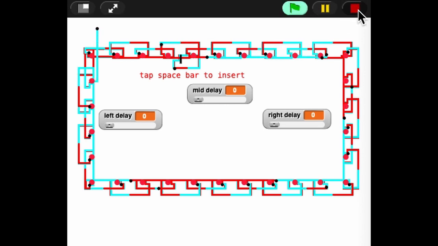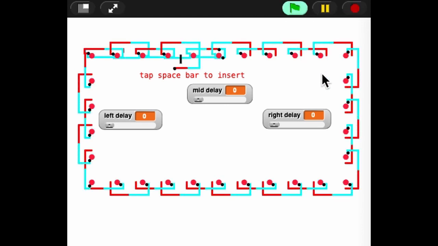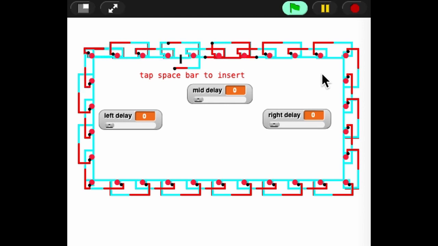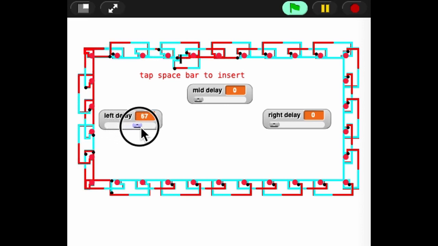Okay, so we'll get this demonstration started here. We'll add 2 more wavefront pairs to the ring. Now there's 3 wavefront pairs flowing around the ring. And now I'm going to set this delay at 66.